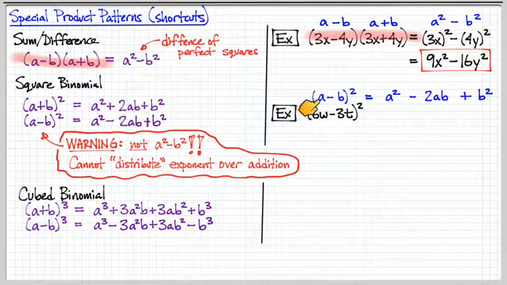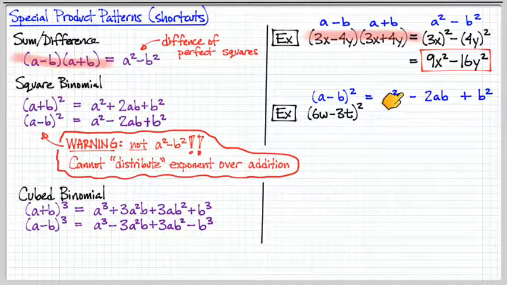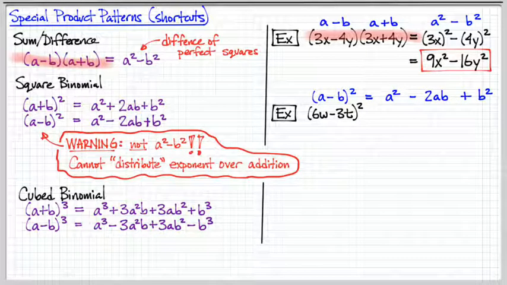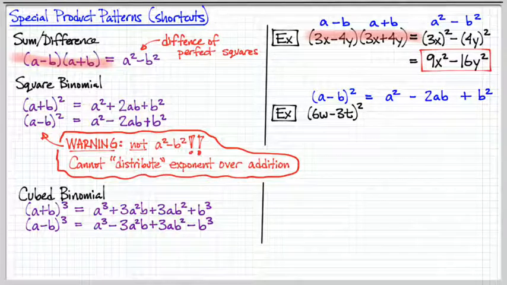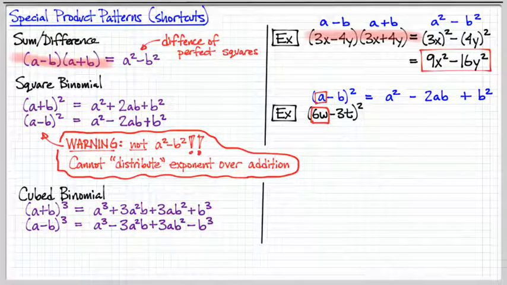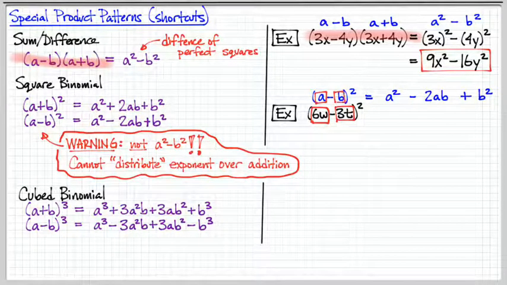And we recognize this to be a minus b squared, which is a squared minus 2ab plus b squared. And here, I want to make sure we recognize that a is 6w and b is 3t.